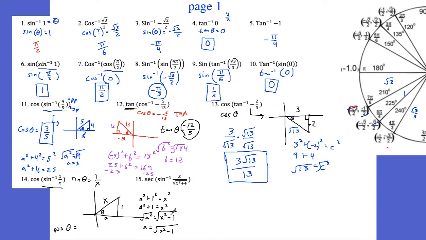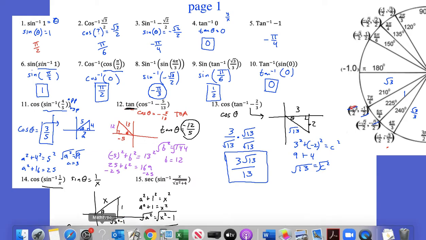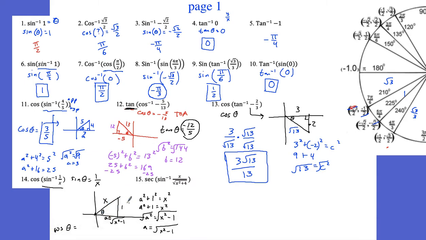So instead of writing a, I can instead rewrite it as the square root of x squared minus 1. And now, since I have all three sides in terms of x, I can figure out what cosine theta is. Simply adjacent over hypotenuse. So it is, I'm just going to write it right here, the square root of x squared minus 1 all over x. And that is the cosine of inverse sine 1 over x.